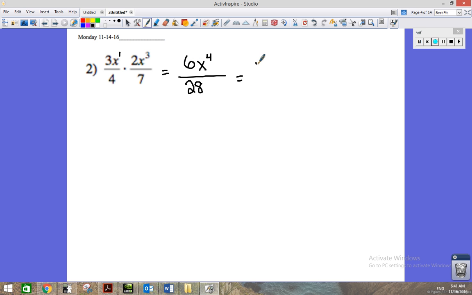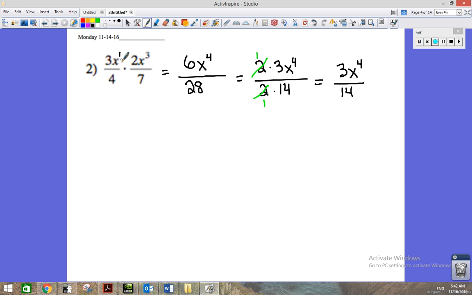I can write 6 as 2 times 3, and I can write 28 as 2 times 14, and I can see that 2 divided by 2 gives me 1. And 1 times 3x to the fourth is 3x to the fourth. 1 times 14 is 14.